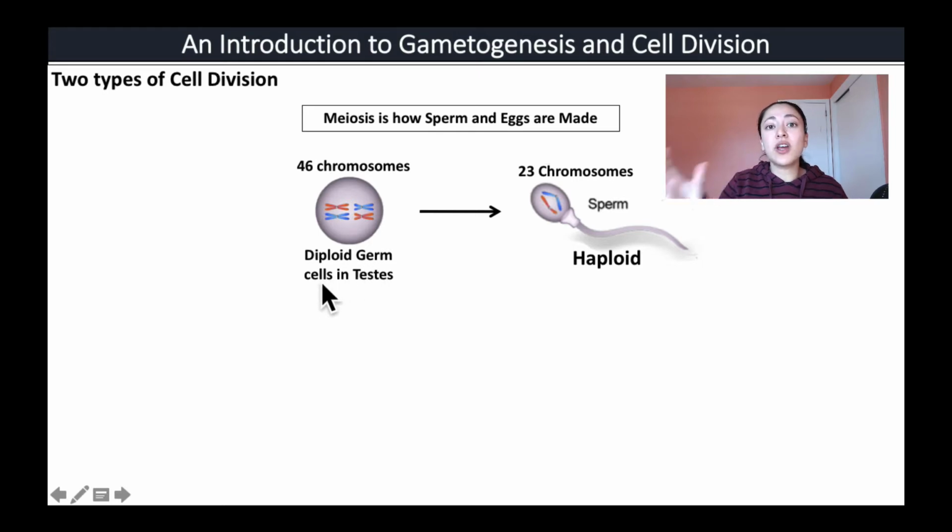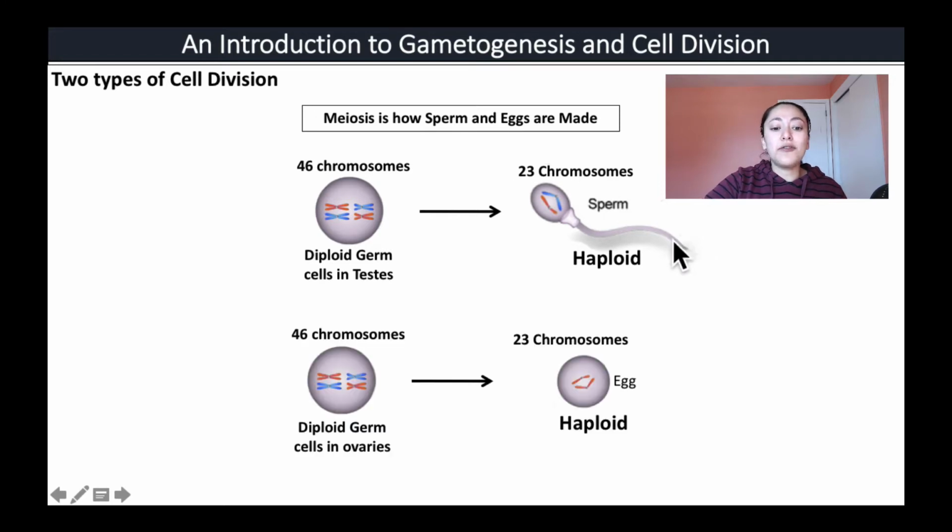Germ cells is just a general term for cells that will eventually become gametes. So these germ cells have 46 chromosomes. They'll undergo meiosis to create haploid sperm, and those haploid sperm will each have 23 chromosomes. In females, you have diploid germ cells in the ovaries. These have 46 chromosomes. They're going to undergo meiosis to create a haploid cell with half the number of chromosomes, so 23 chromosomes. And those haploid cells are called eggs or oocytes.